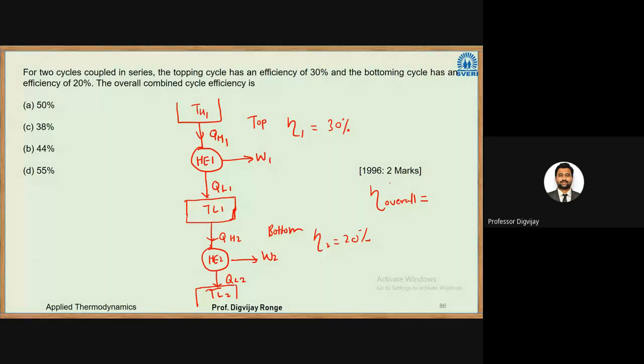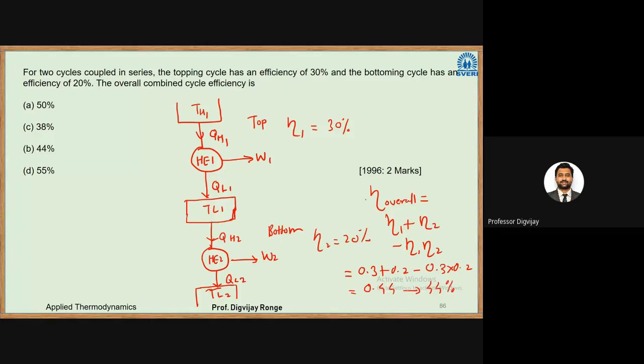Okay, so there is a derivation actually for this. There is a formula for overall efficiency: it will be equal to efficiency 1 plus efficiency 2 minus the product of these efficiencies. So here it will be 0.3 plus 0.2 minus 0.3 into 0.2. So 0.3 plus 0.2 will be 0.5, minus 0.06. So 50 minus 6, that will be 44. So this will be 0.44, or we can say 44%.